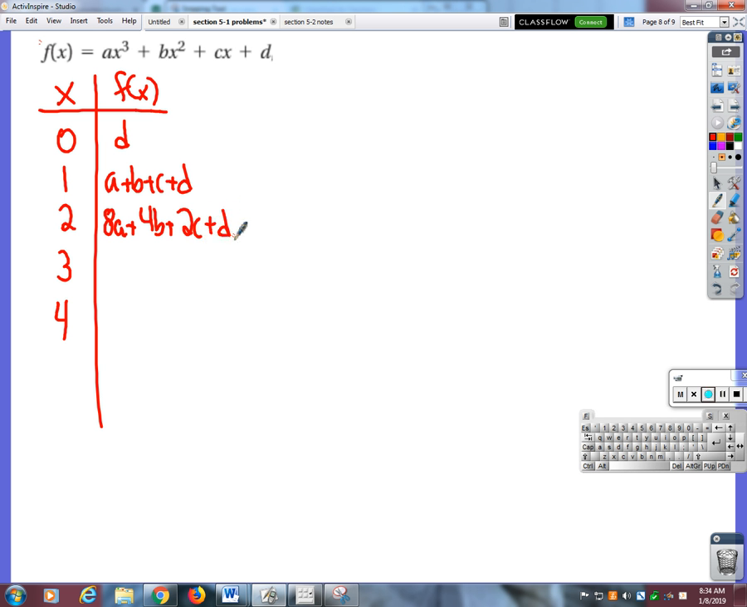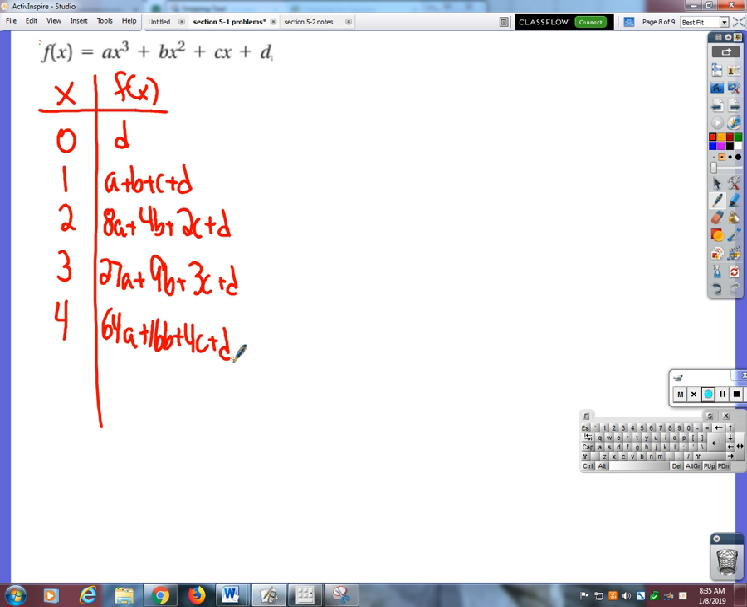Okay? What do I get if I plug 3 into there? What's 3 cubed? 27. So 27a plus 9b plus 3c plus plain old d. And then what's 4 cubed? 64. So 64a plus 16b plus 4c plus d.